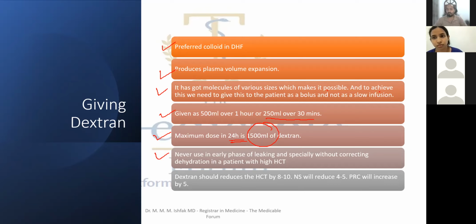So you giving colloids will not do any good. So never give colloids without correcting dehydration. Once you have given the enough amount of fluids, then you give dextran.